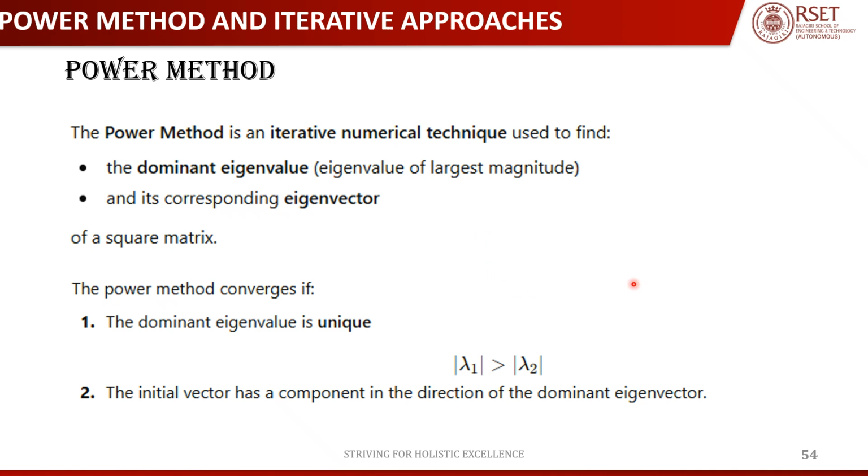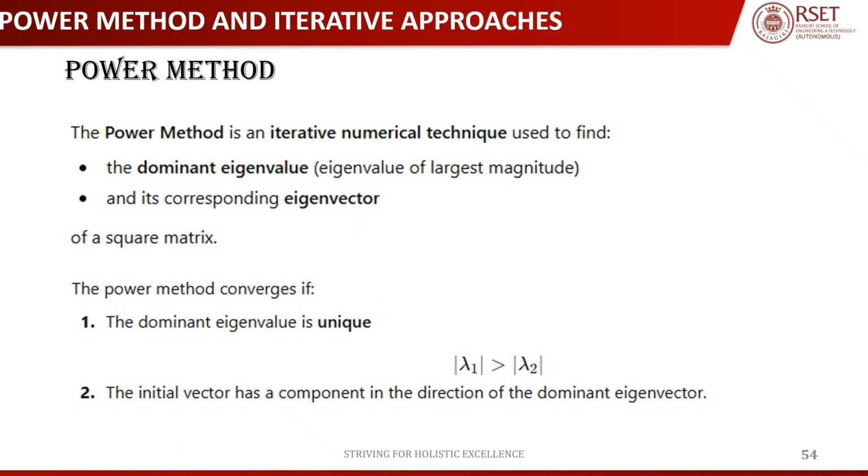That is an iterative method. So coming to the power method, it is an iterative numerical technique, and it is used to find the dominant eigenvalue and also its corresponding eigenvector. Now the power method converges if this dominant eigenvalue is unique. There is a condition that the dominant eigenvalue is unique.